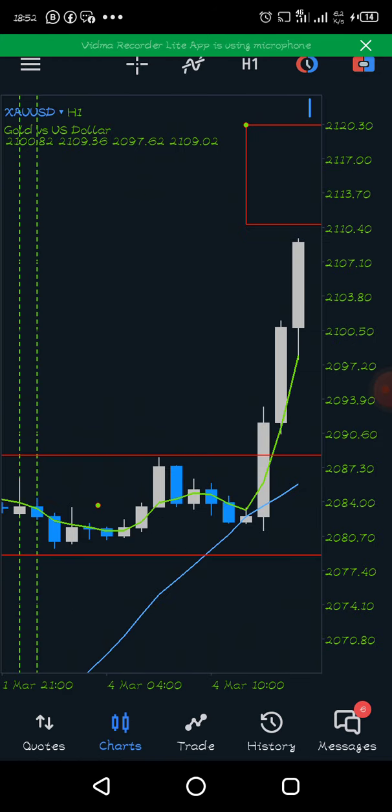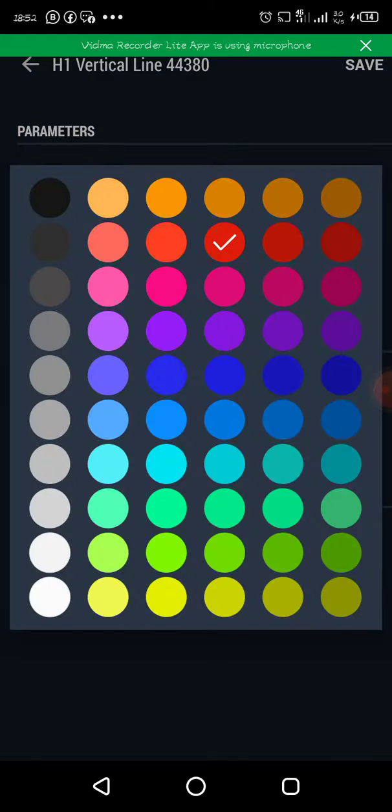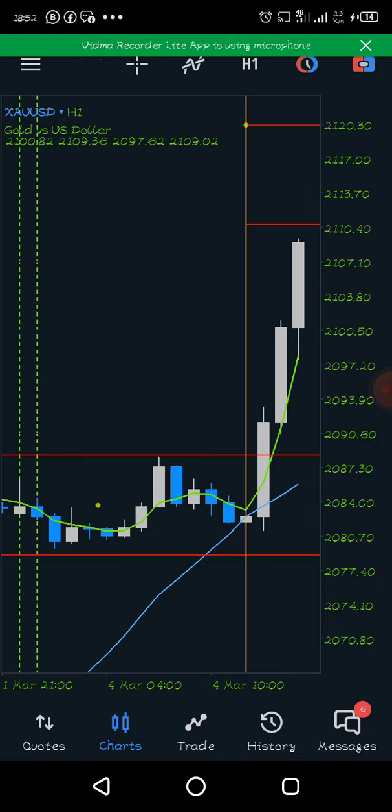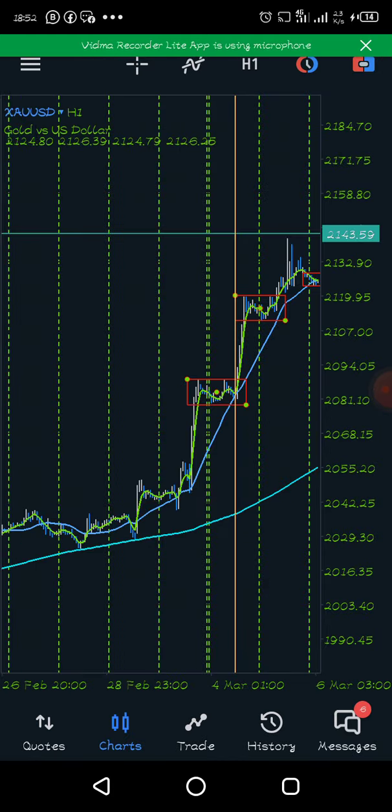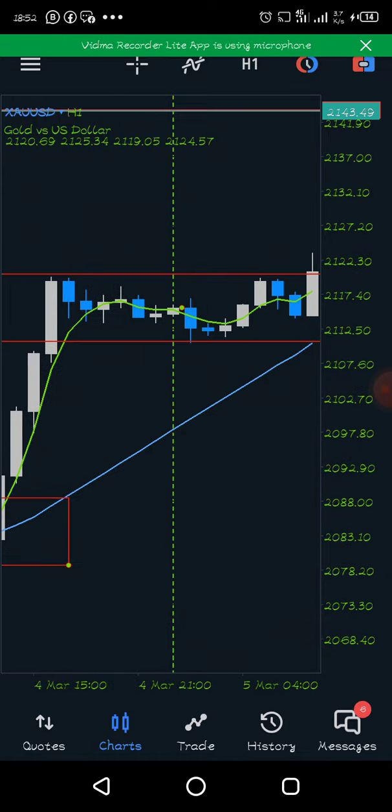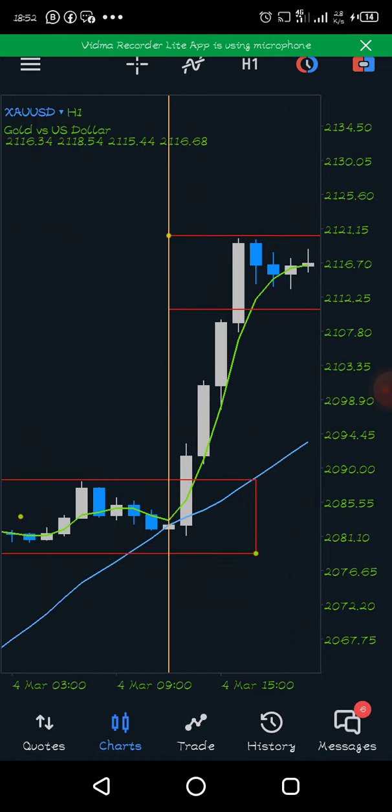I'm gonna use another tool here. Yeah, I got it right. So this is another tool I'm gonna use. Let me change the color to this. Yeah. So you can see this candle. At this candle exactly, the candle breaks the 21 here.